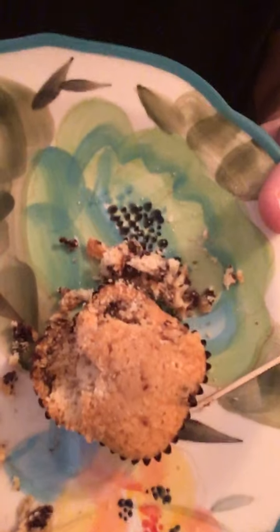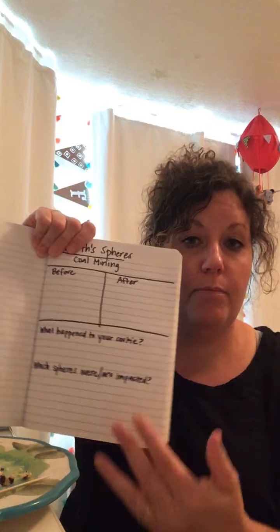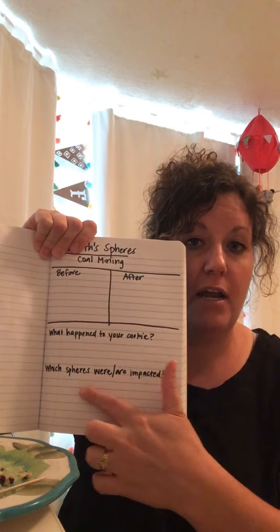So I didn't get them out very cleanly. I did chip away quite a bit of the brownie, and it doesn't look very neat now. It looks kind of broken up. So go ahead and draw that if you'd like to. Now, I want you to talk about what happened to the brownie, and I want you to think about what impacts that has on the earth.